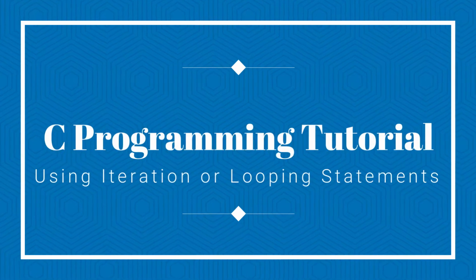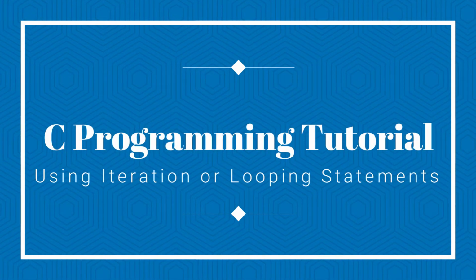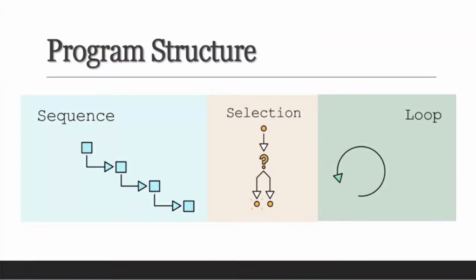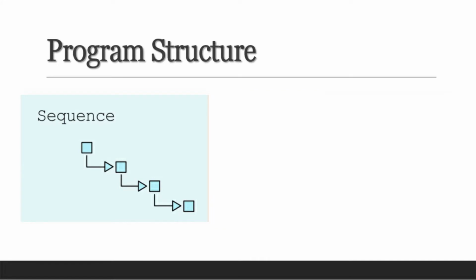In this video, I will show you how to use the 3 iteration or looping statements of the C programming language. There are times that we do programs sequentially, wherein the compiler will execute the program line per line, or what we call sequential structure.